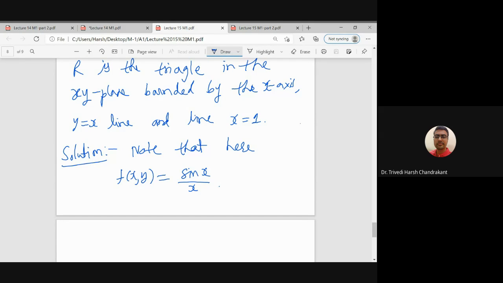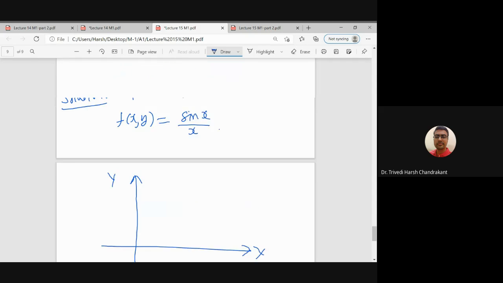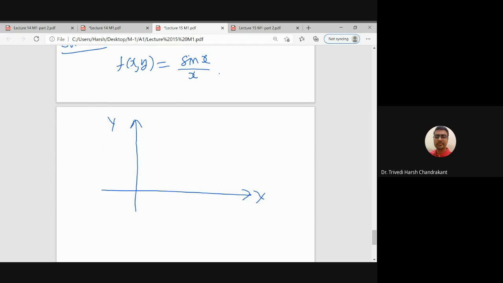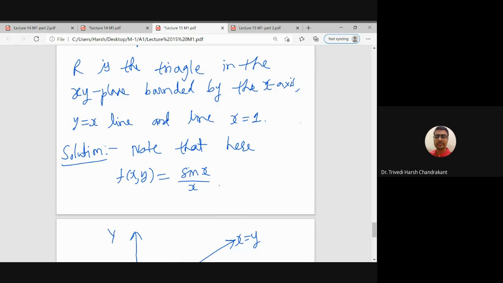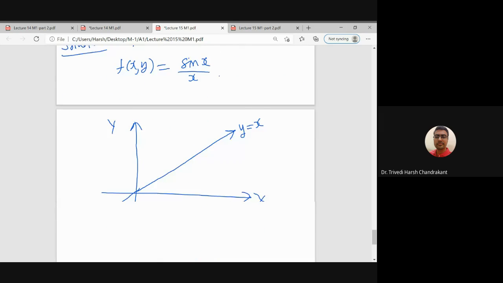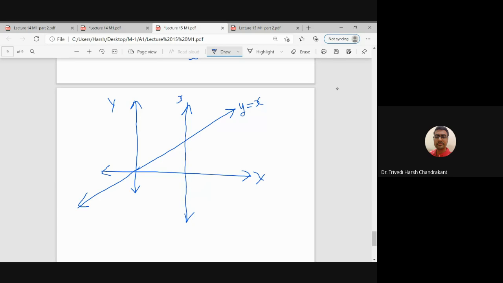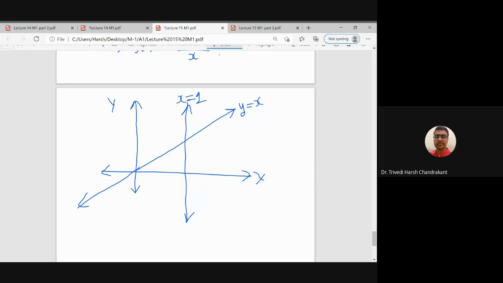So this is the function which we are integrating, and the region is bounded, in the xy plane, by the x-axis, the line x equals y, and x equals 1. So let us draw the region first. In the xy plane, the first line is the x-axis, which we already know, that is already drawn. The second line is x equals y, that is basically y equals x. And the third line is x equals 1, which means it is a vertical line. So our region is bounded by x equals 1, y equals x, and the x-axis. That means our region is this one. Right.